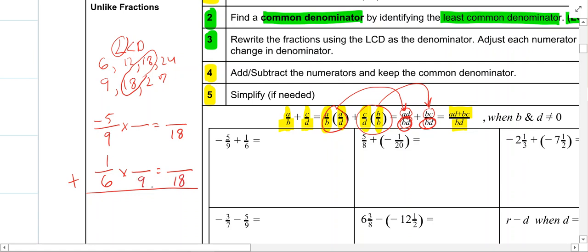6 times 9 is 18, and so we need to put a 9 up here, and this represents the number 1. And could you figure out what property this is right now that we're using? 1/6 times 1 is itself, correct? Yeah, that's the identity property of multiplication. So 1 times 9 is 9. 9/18 is exactly equal to 1/6. It's the same number. Now go to the top. 6, that's 1. -5 times 6 is -30.